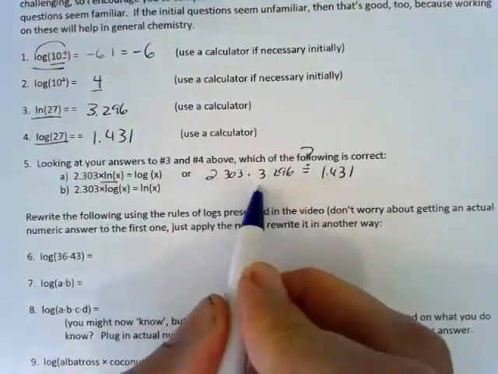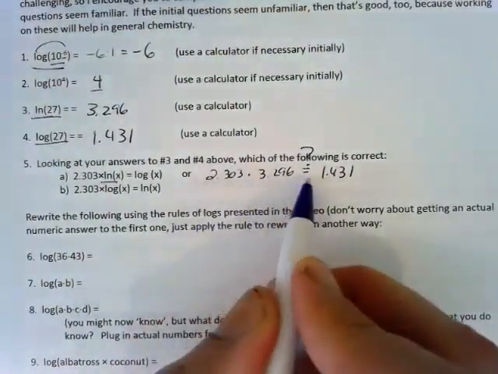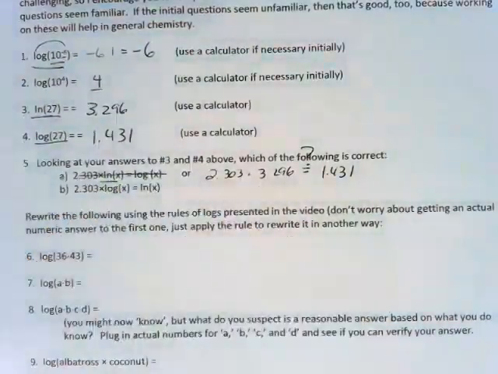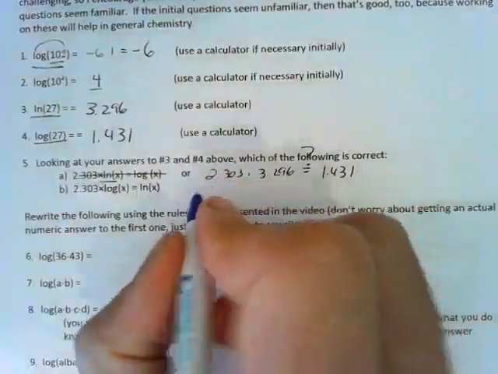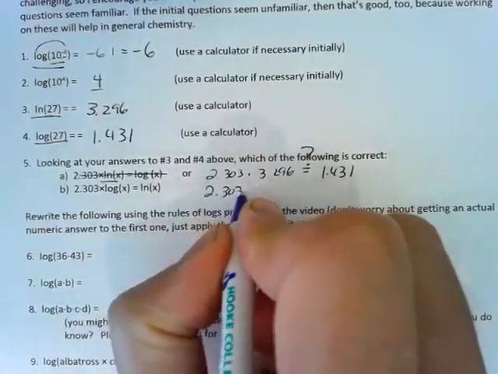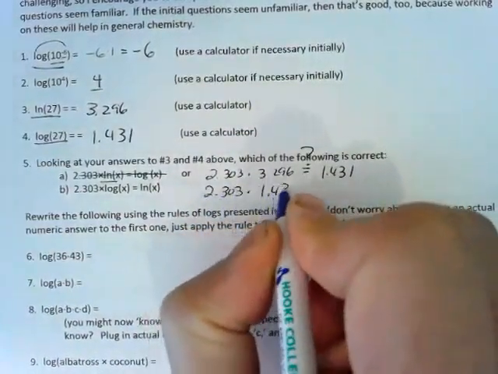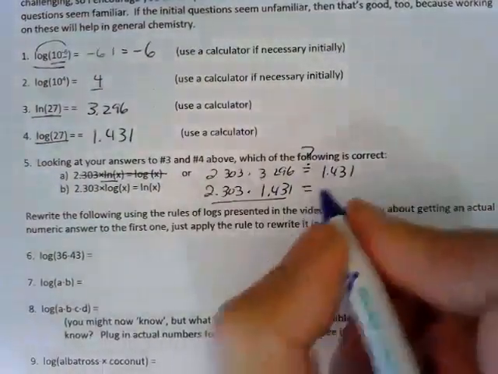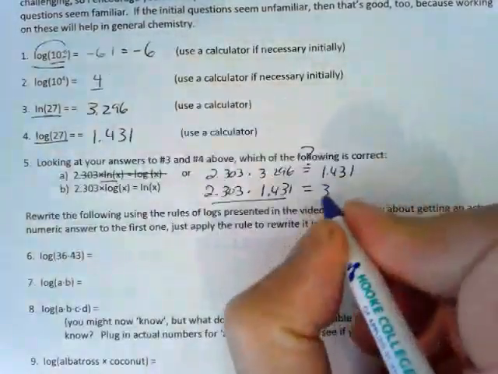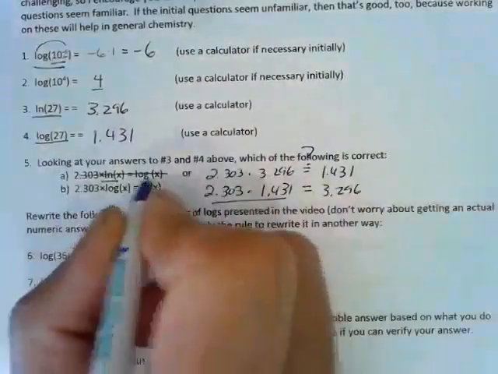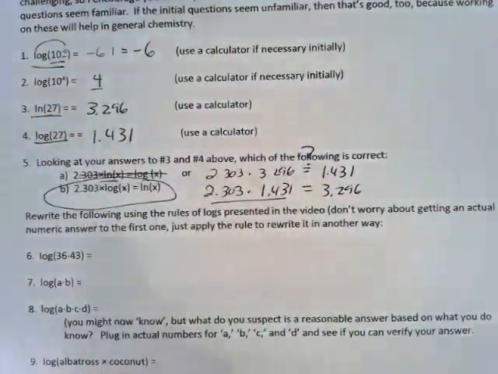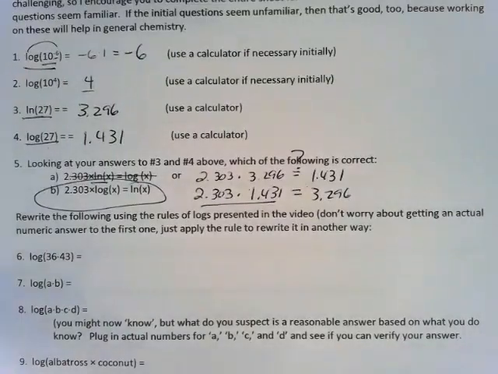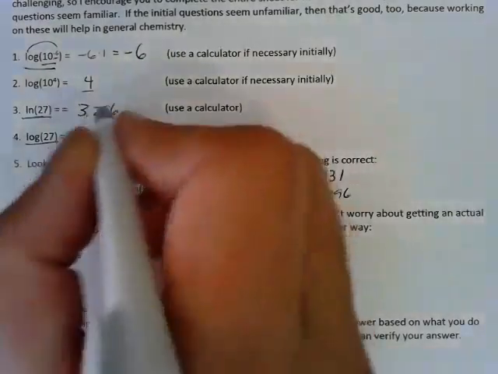Well, it's pretty clear 3 times 2 is 6, and that's not going to equal 1.4. So right away we can strike that, and then we could verify that 2.303 in fact times 1.431, if we take that and do it on a calculator and see what we get, we in fact do get 3.296. So we know that this is the correct relationship.